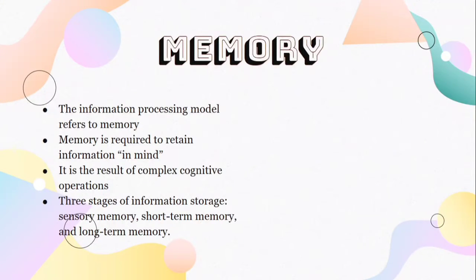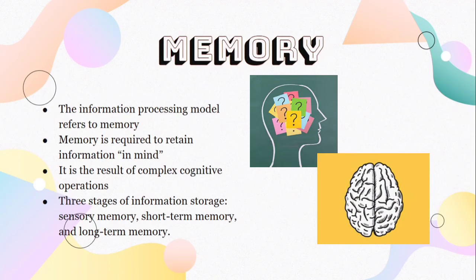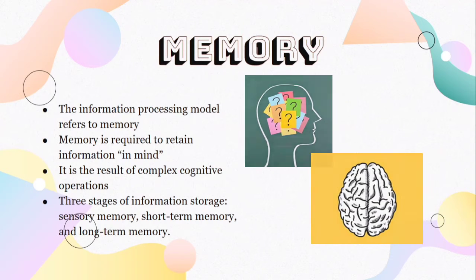Memory. The information processing model refers to memory. Memory is required to retain information in mind. It is the result of complex cognitive operations. There are three stages of information storage: sensory memory, short-term memory, and long-term memory.